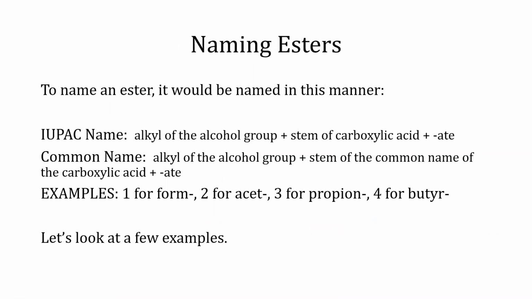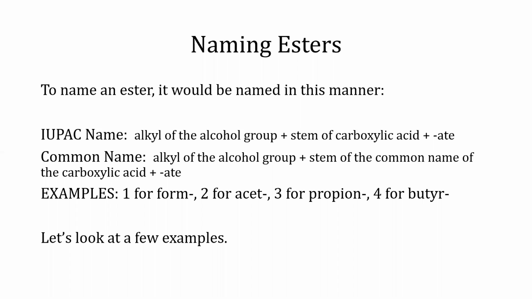To name an ester, it would be named in this manner. The IUPAC name uses the alkyl of the alcohol group plus the stem of the carboxylic acid plus -ate. The common name uses the alkyl of the alkyl group plus the stem of the common name of the carboxylic acid plus -ate. Examples include 1 for form, 2 for acet, 3 for propion, 4 for butyr.